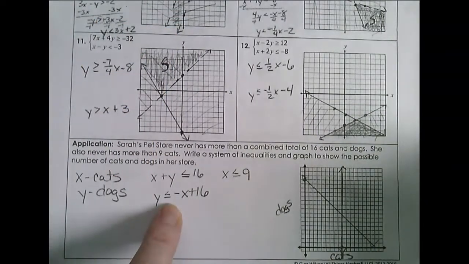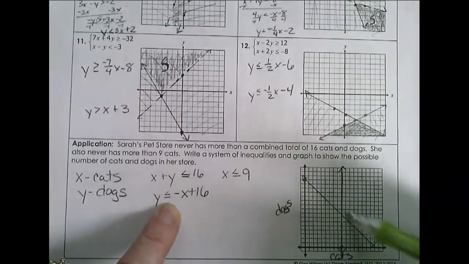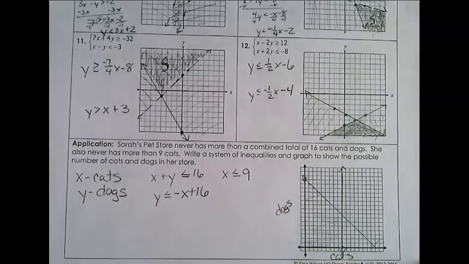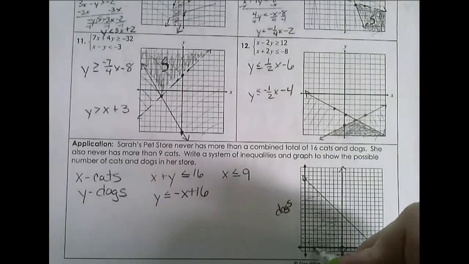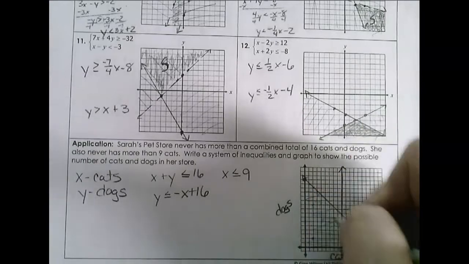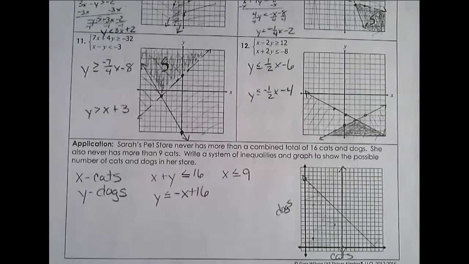Okay, now they're both less than, right? So if I was less than this line, I would be down here. If I was less than this line, I would be over here. So I know that anything in this area over here would be possible. And that's how you can use that. So I could pick, well, she could have 2 cats and 2 dogs. This is an option, 2, 2. Here's an option over here. I mean, there's several options.